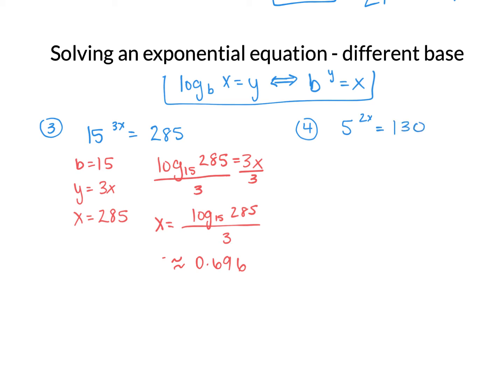Okay, slow down. Let me get my... She ain't got the color picked out right. B equals what, 5? 5. Y equals 2x.